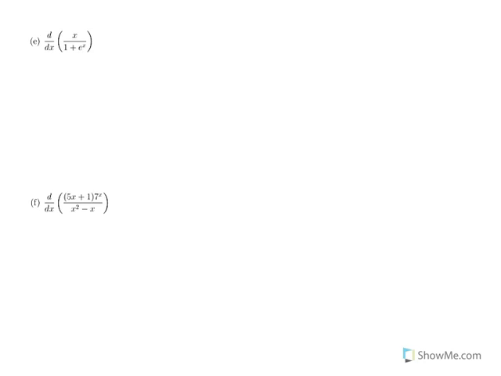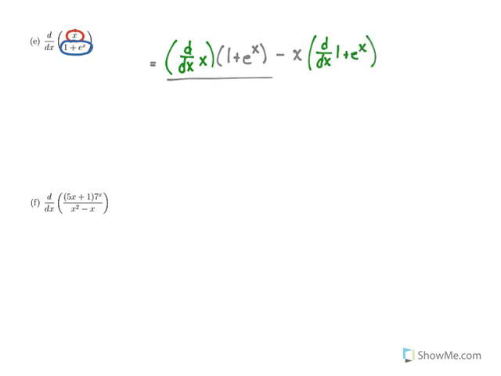Next problem, we have a division again. We have x on the top and 1 plus e to the x on the bottom, and we're going to do the quotient rule here. So this is going to be the derivative of the top times the bottom minus the top times the derivative of the bottom all over the bottom in parentheses squared.